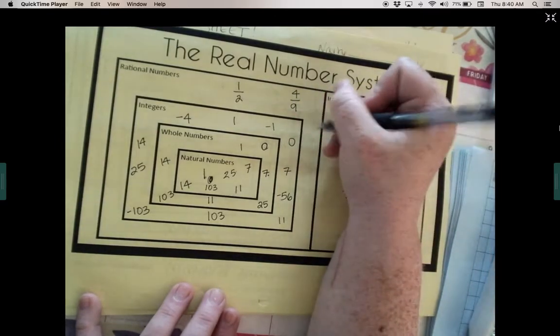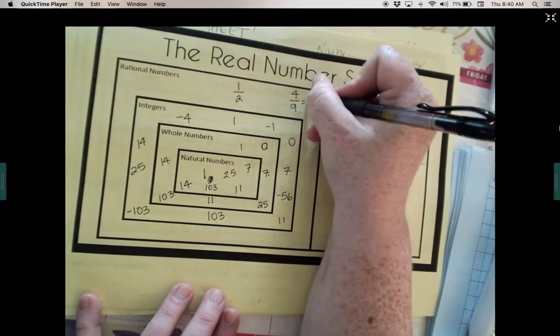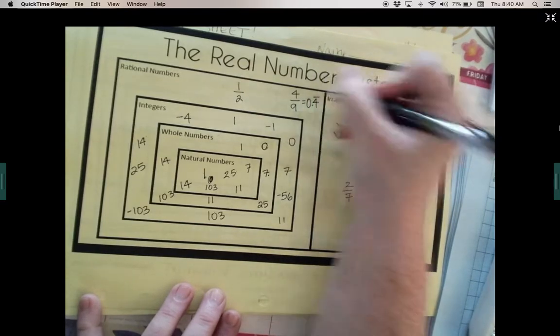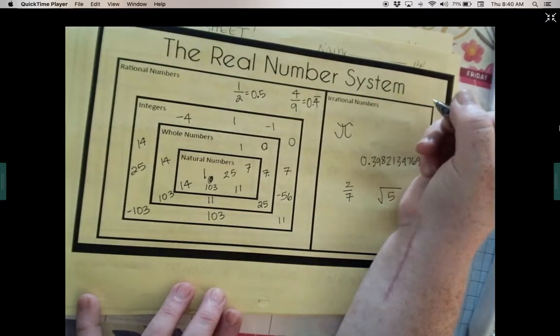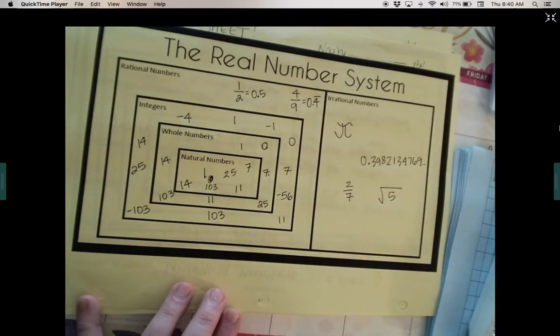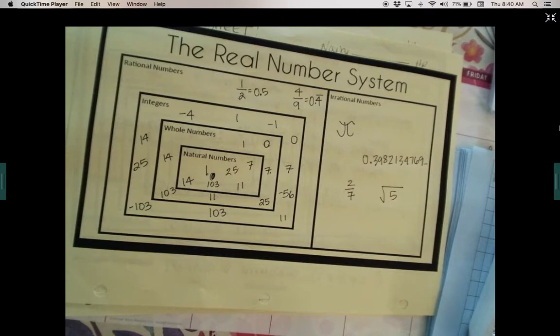Okay, because it's 4 repeating when I write it. I'm going to write that so we know that it's a repeating decimal. And I know that 1/2 is a terminating decimal because when I divide it, it stops at 5/10. Okay, what else would be a rational number?